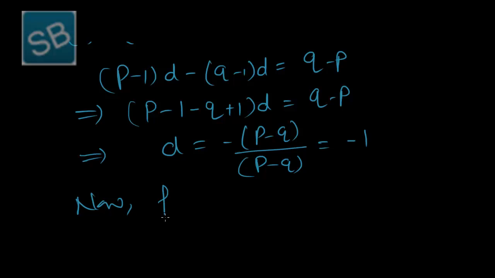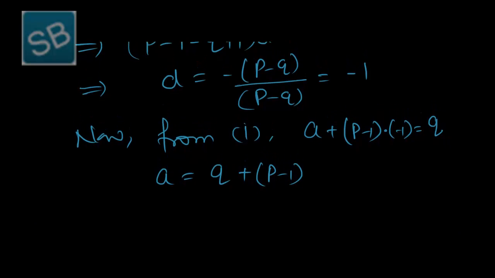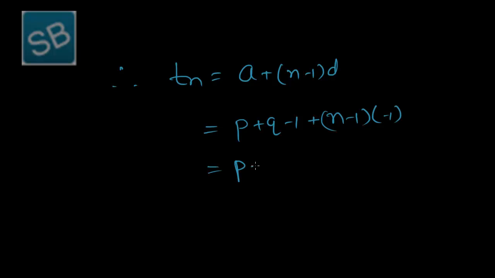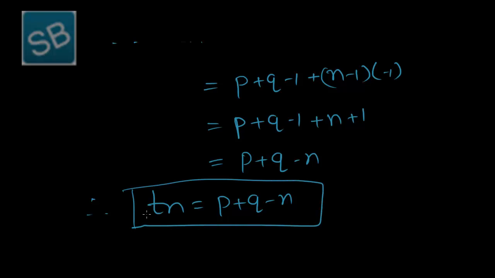Now we have to find a. So from number 1 or 2, whichever, a plus (p minus 1)d, that is minus 1, is equal to q. So we get a is equal to q plus p minus 1. This is the value of a. Now we have to find Tn. Therefore Tn is equal to a plus (n minus 1)d. That is a is p plus q minus 1, plus (n minus 1) into minus 1. So we get p plus q minus 1 minus n plus 1, that is p plus q minus n. Therefore the nth term of the given sequence is p plus q minus n. That is the required formula for the nth term of the given sequence.